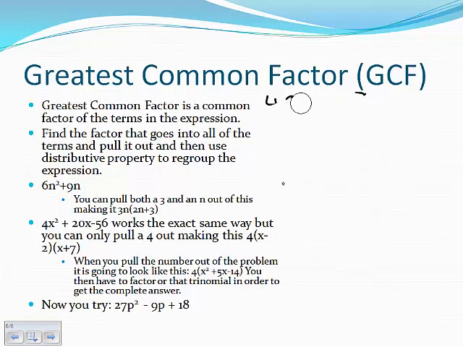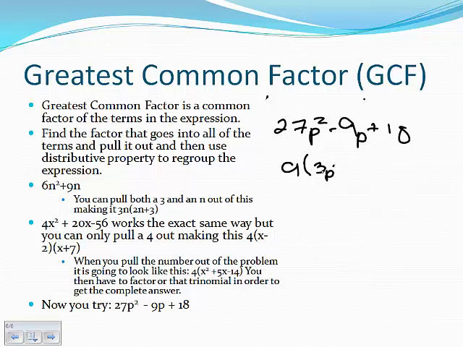27p squared minus 9p plus 18. Out of all of these, you can only pull out a 9. So it would be 9 times (3p squared minus p plus 2). The rest of this problem is now unfactorable because of the 3 in front of p squared. So you leave it in this form.